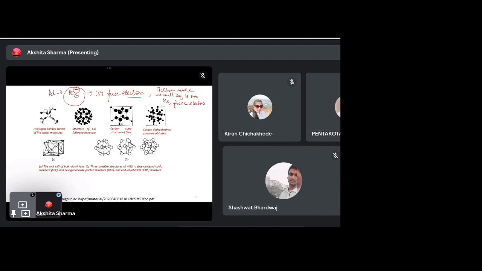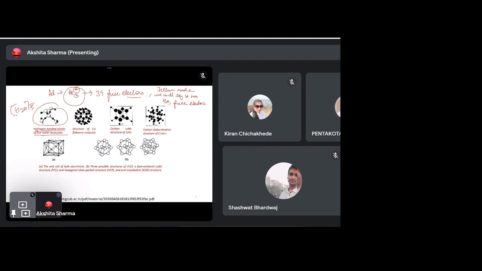On your screen there are various examples, like water: a hydrogen bonded cluster of 5 water molecules. So this is (H2O)5. Not only atoms but molecules also form clusters.